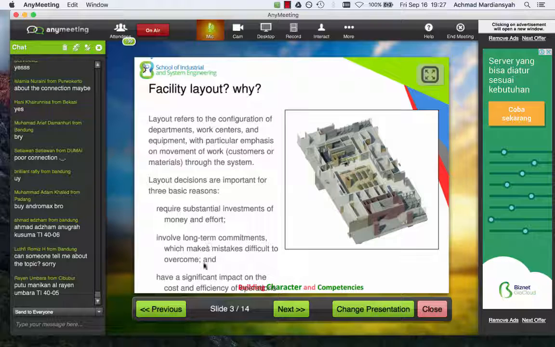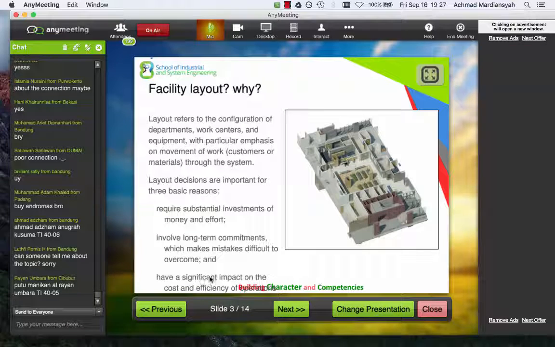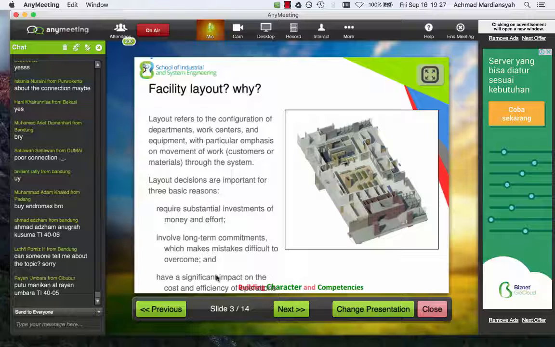You have a significant impact on the cost and efficiency. Yeah, with a good facility you can save lots of money.